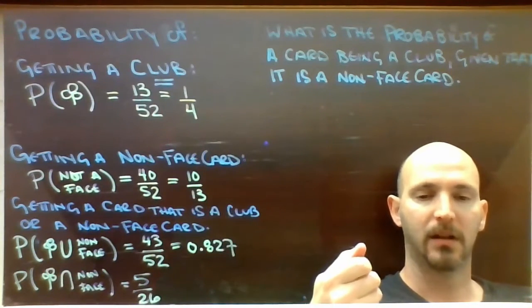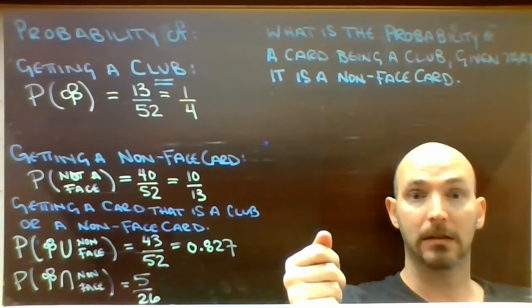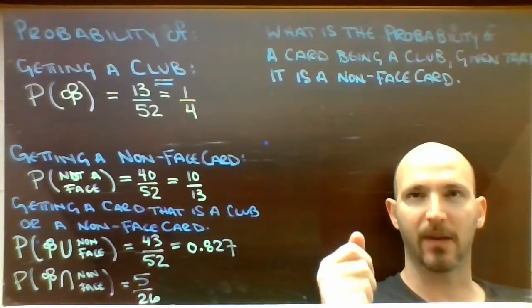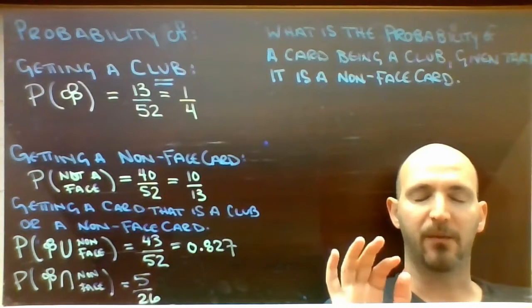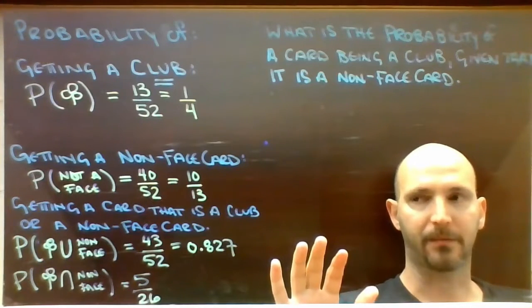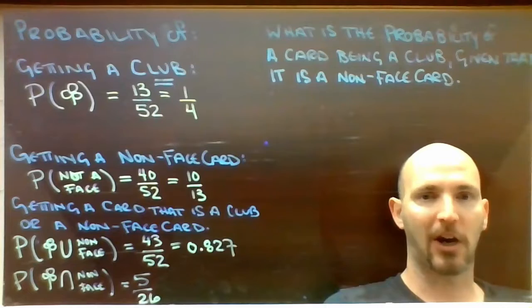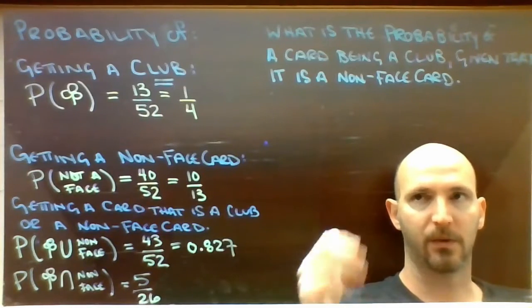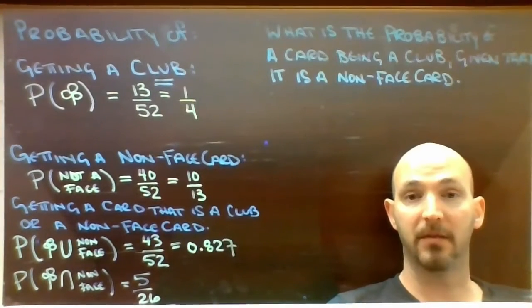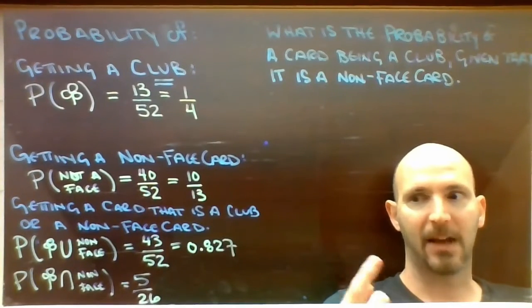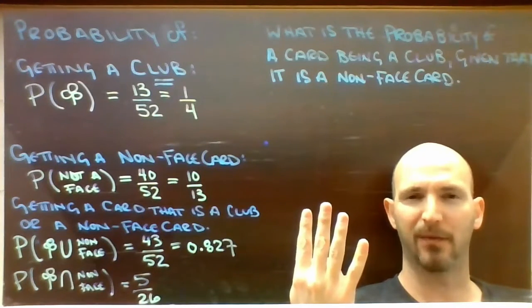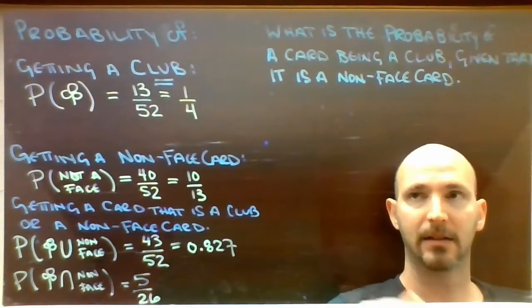So you draw it. I look at it. I know that it's a 9. What's the probability that it's a club now that I know it's a non-face card? Now, if we just think about the answer to that before we do any math, if I were to hand you a card and say, this is an 8, so we know that it's a non-face card. This is an 8. What's the probability of it being a club? Well, it's either the 8 of clubs, or diamonds, or spades, or hearts. So it should be 1 out of 4.